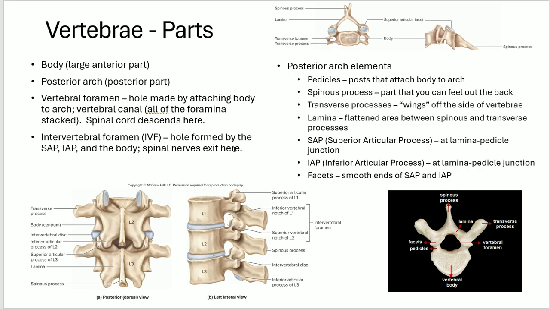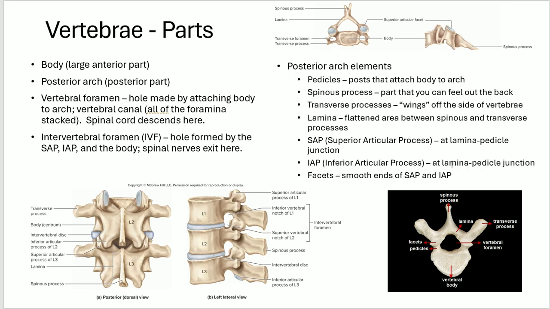The SAP is at the top junction between the lamina and pedicle. So the lamina is this part right here, this little flat part, and the pedicle is right there. The SAP sits between that, and it's very hard to show a picture without having this in a 3D model, essentially.